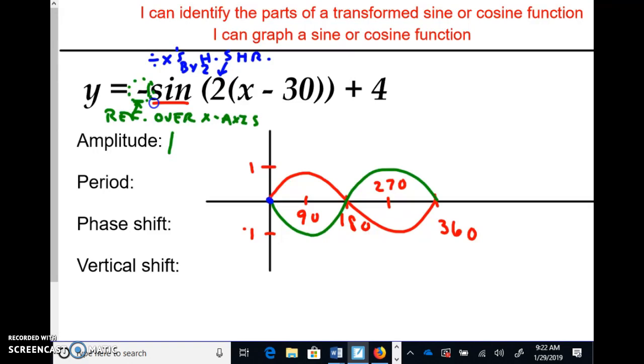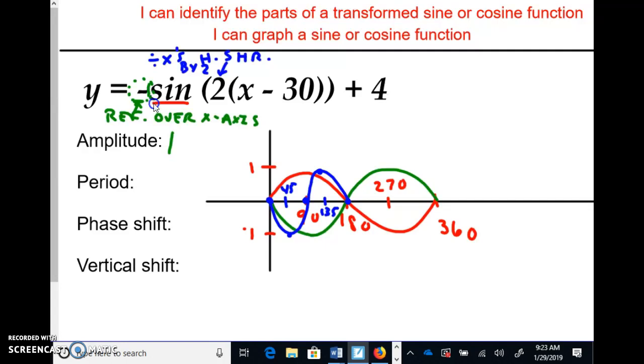So 0 divided by 2 is 0. 90 divided by 2 is 45. 180 divided by 2 is 90. 270 divided by 2, 135. And 360 divided by 2, 180. So now what we have there in blue is after we horizontally shrink it by 2.